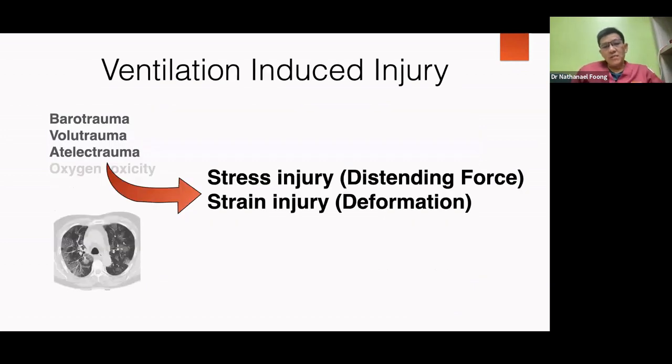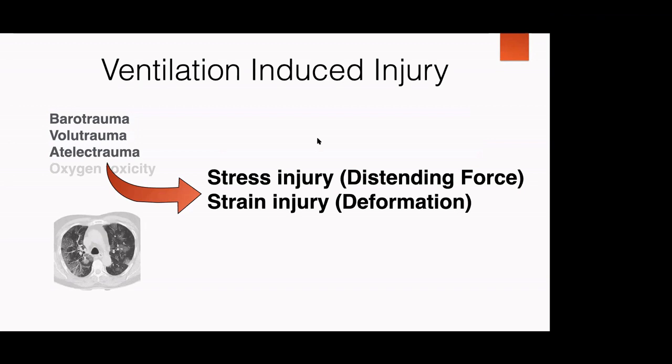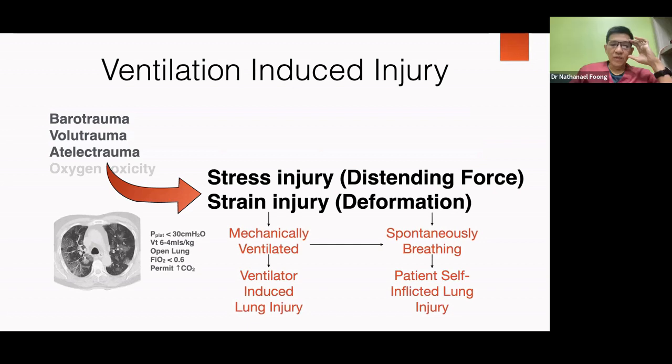Now, when we talk about ventilation-induced injury, we are focused on the standard barotrauma, volutrauma, atelectrauma, and oxygen toxicity in ventilating ARDS. But what is more important is that understanding has now changed slightly, although the concept is still the same, where we understand it's more of a stress injury, where it's the distending force of the alveoli that causes excessive trauma to the alveoli, and strain injury, which is deformation injury, a change in the size of the alveoli.